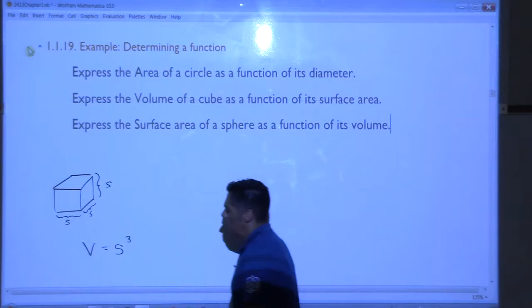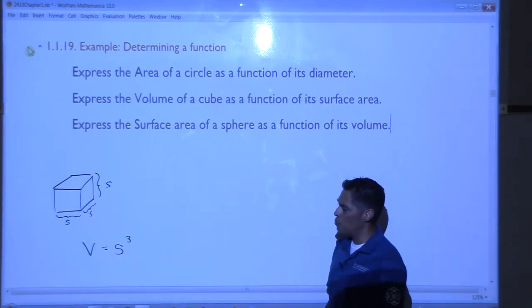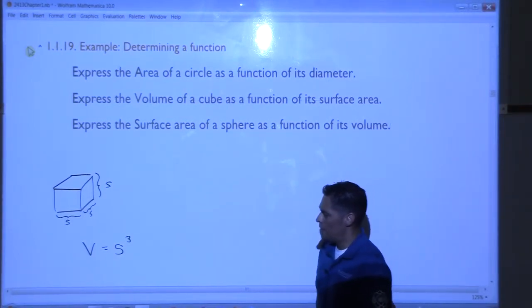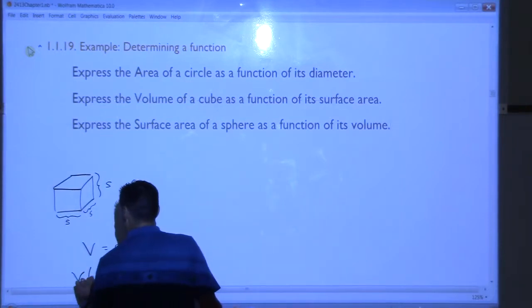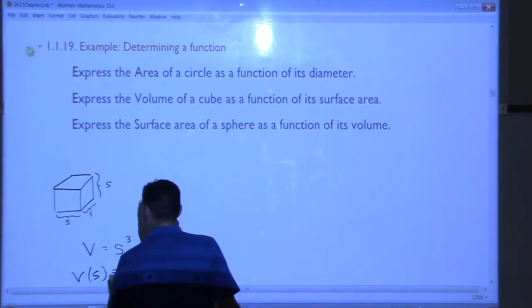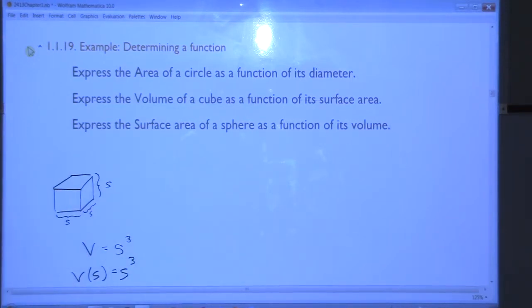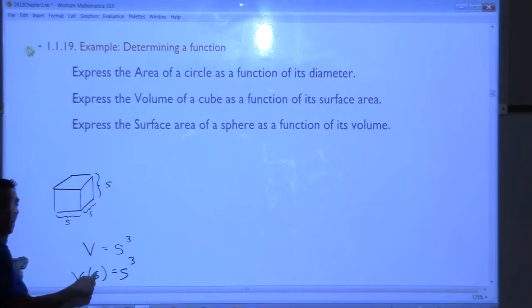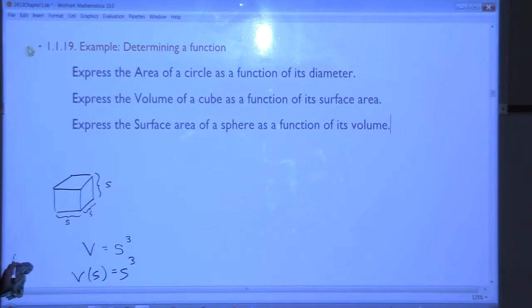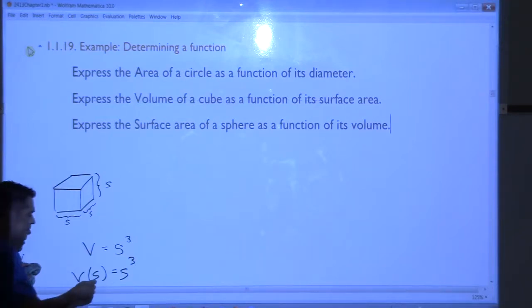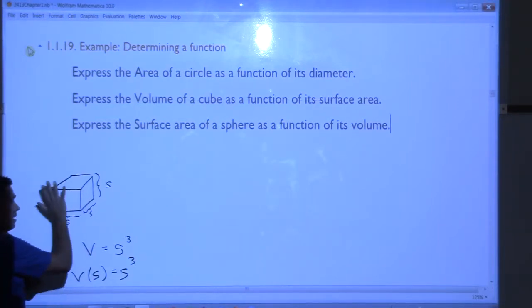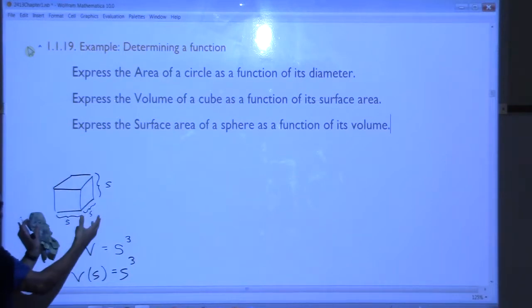All right, so right now our volume is a function of what? It's a function of S, where S is the length of the side of the cube. But we don't want that. We want the volume to be a function of the area, the surface area of this cube. So that means we need to know a relationship between S and the area of this. Surface area, that's like if you tried to paint the whole thing, right?